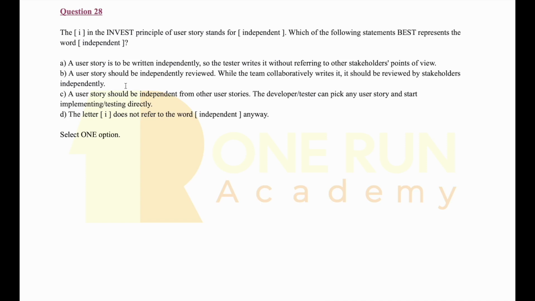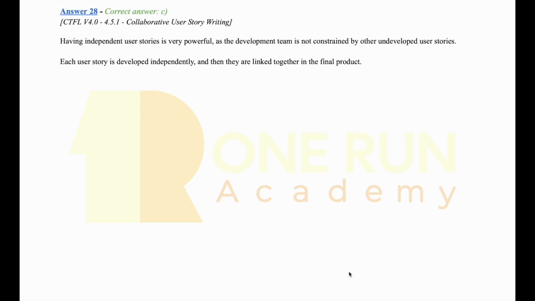C. A user story should be independent from other user stories. The developer or the tester can pick any user story and start implementing or testing directly. Finally, option D, the letter I does not refer to the word independent anyway. So a pretty easy one here. It's option C that is the correct answer. Having independent user stories is very powerful as the development team is not constrained by other undeveloped user stories. So whenever a user story is developed independently, they can be linked together in the final product.